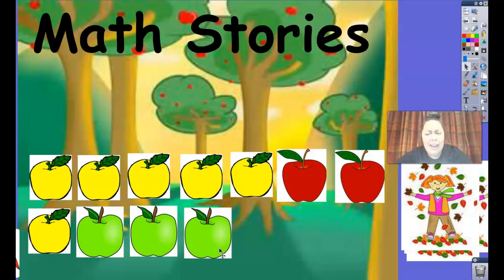My question is, how many apples are on the ground all together? So if I say all together, I need to know how many are all together. That means I need to count the red ones, the yellow ones, and the green ones. So we have a lot to count. Let's count together. 1, 2, 3, 4, 5, 6, 7, 8, 9, 10, 11. There are 11 apples all together on the ground.